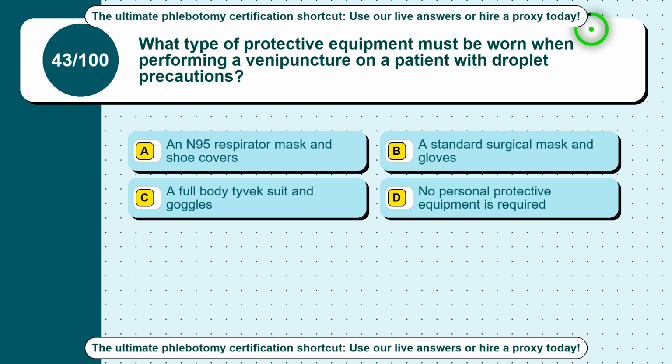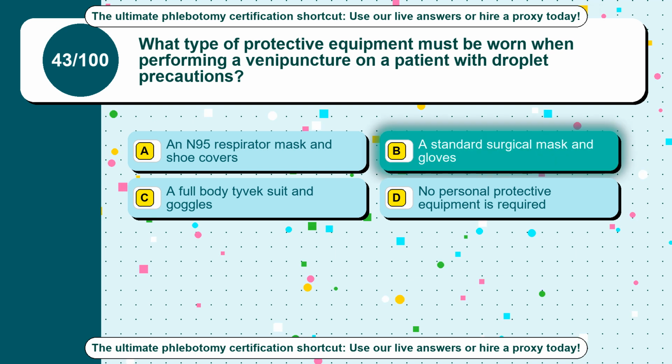Question 43. What type of protective equipment must be worn when performing a venipuncture on a patient with droplet precautions? Option A. An N95 respirator mask and shoe covers. Option B. A standard surgical mask and gloves. Option C. A full-body Tyvek suit and goggles. Option D. No personal protective equipment is required.